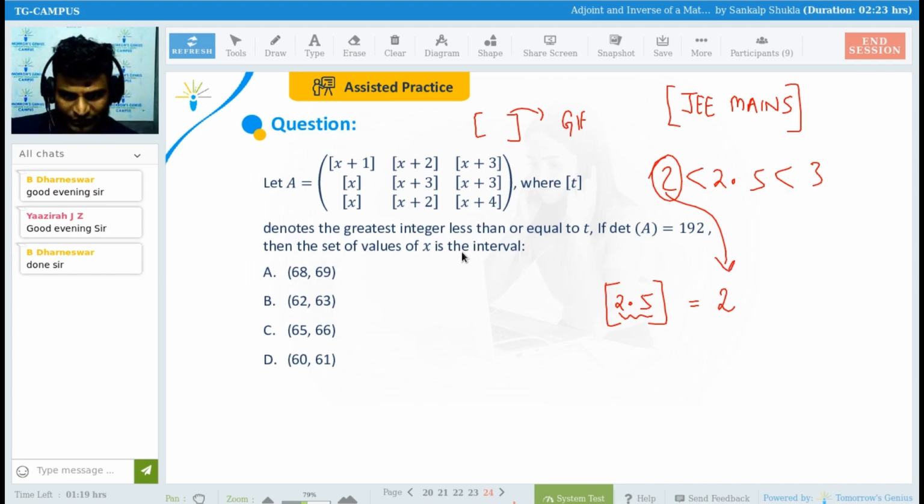So all of these x are enclosed in a greatest integer function. It denotes the greatest integer less than or equal to t. If the determinant of A is 192, then the set of values of x is the interval. So you have to find the interval of x. How are we going to solve this question? Using elementary row transformation. I'll tell you how we have to solve this question.